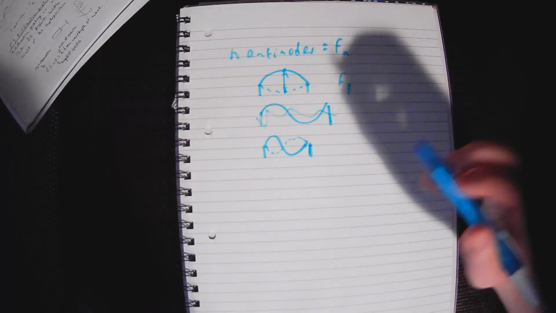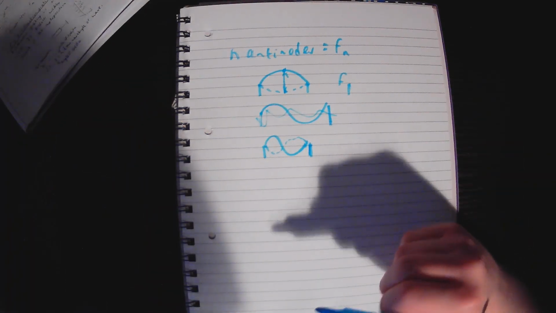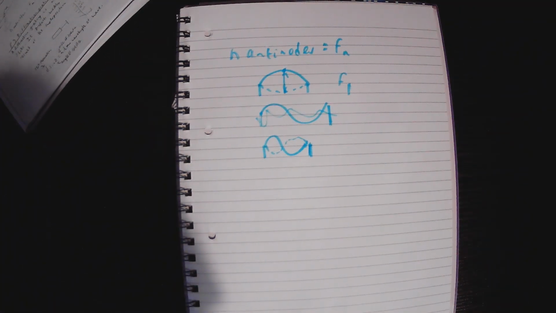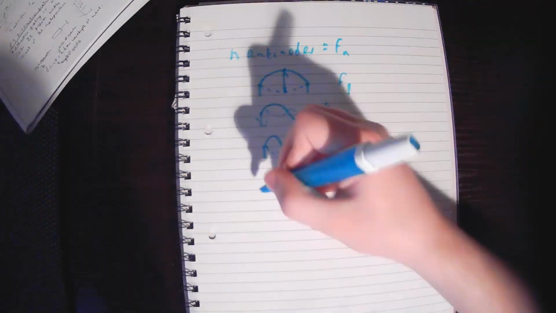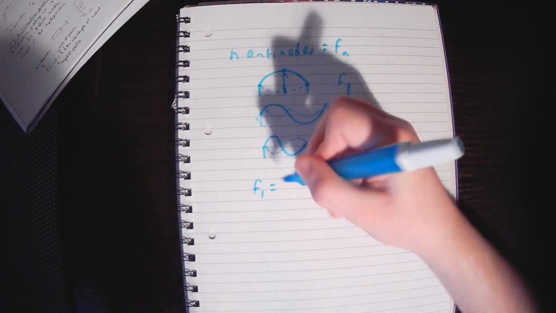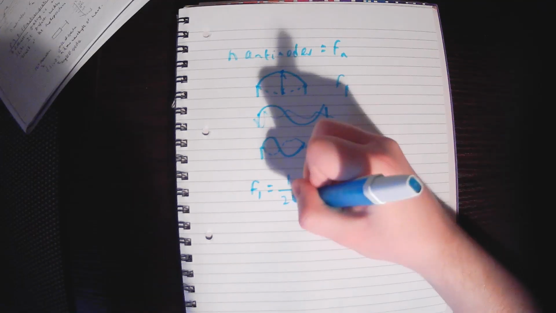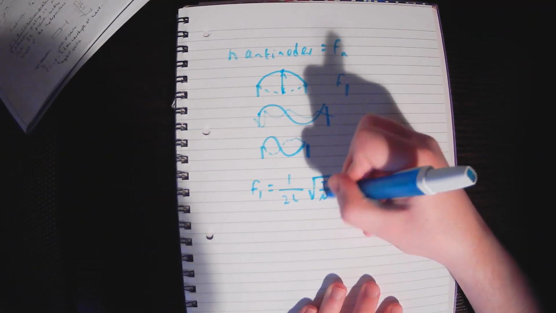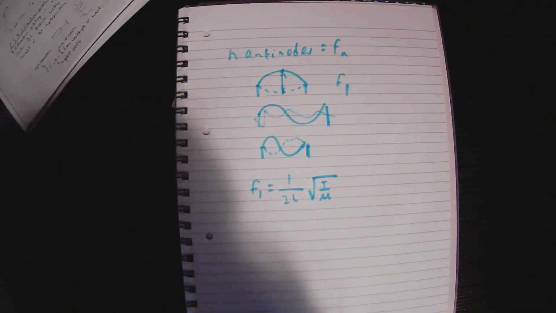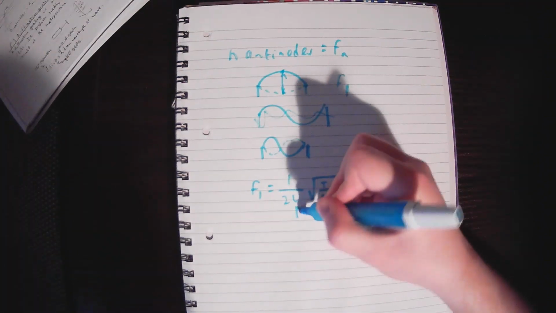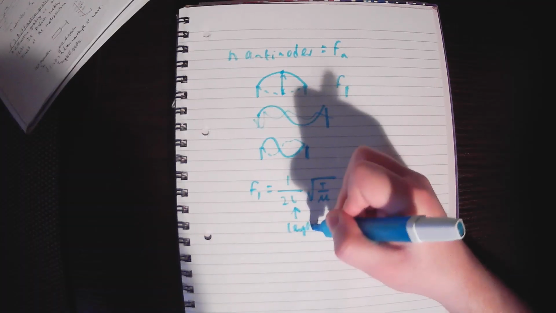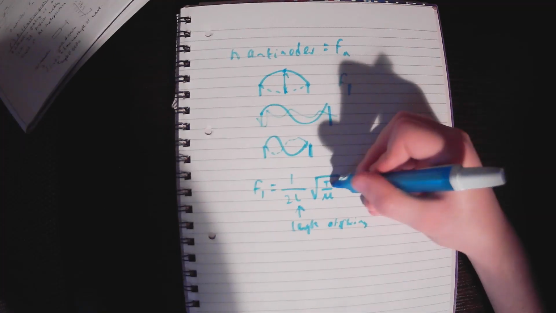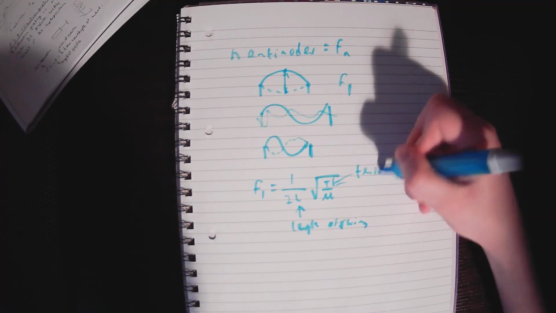And so we do have a formula for the frequency for a harmonic on a string, and that is F1 equals 1 over 2L multiplied by the square root of T over mu. And so there's some stuff that you probably aren't familiar with there. L is simply the length of string. T is the tension in the string.